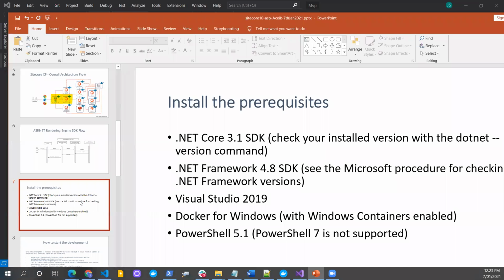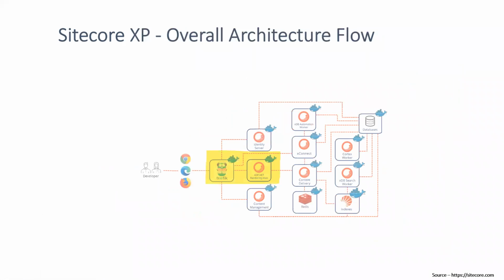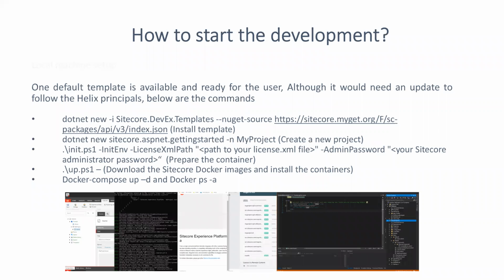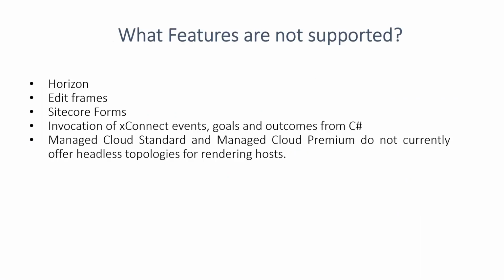These are the prerequisites we would need: .NET Core 3.1, .NET Framework 4.8, Visual Studio, and then Docker. It should run on Windows, and then PowerShell. Now, how to start the development? I think this is what we are doing at this moment. Maybe it will take the next 3 to 4 minutes. If you have an issue, we can connect with the community.